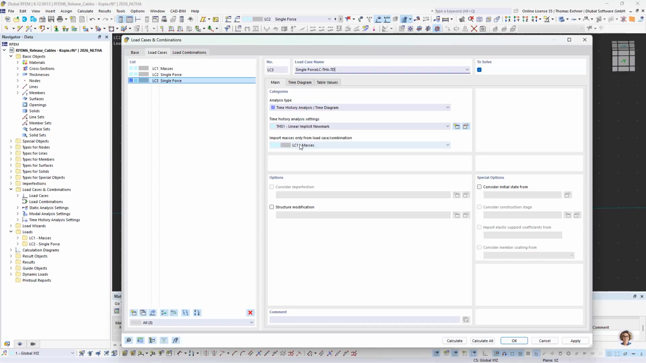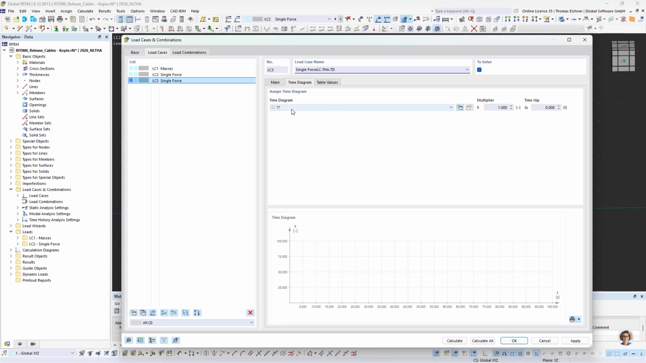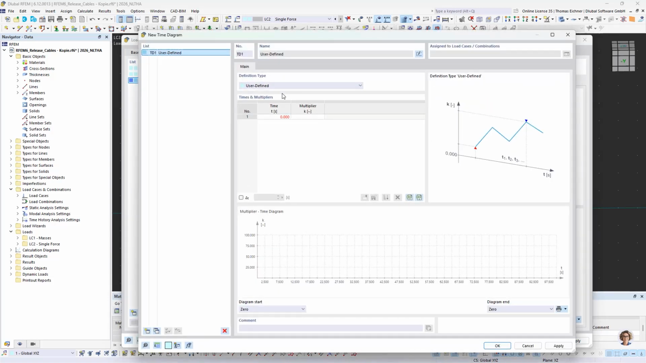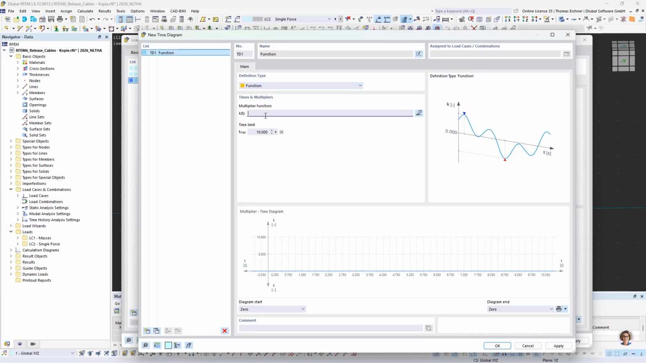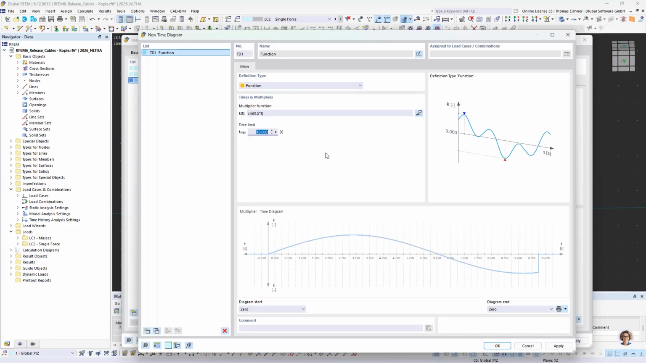We can select that. We have our masses already selected here, and we can go for our time diagrams. Well, that's quite simple. We will go for a function time diagram of sinus 0.5 times t. Always consider only using points here and not commas. Commas are used for other functionalities in this function. But yeah, we will go for 15 seconds here.